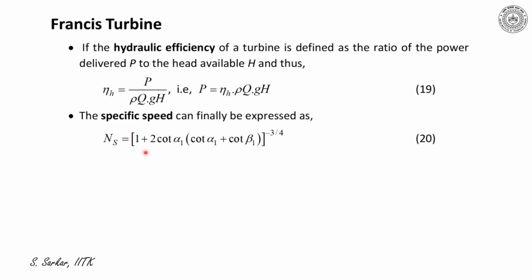within the bracket, 1 plus twice cot alpha, within the bracket cot alpha plus cot beta, whole to the power minus 3 by 4. So this is the expression for specific speed of a Francis turbine in terms of blade angle. So here please note that equation 20 indicates that specific speed of a Francis turbine is a function of blade angle.